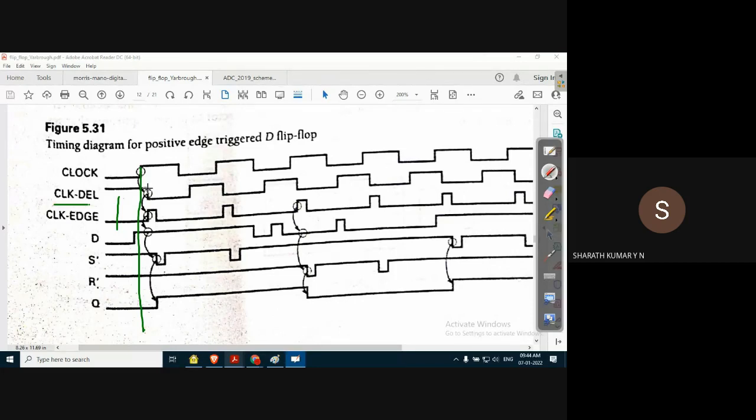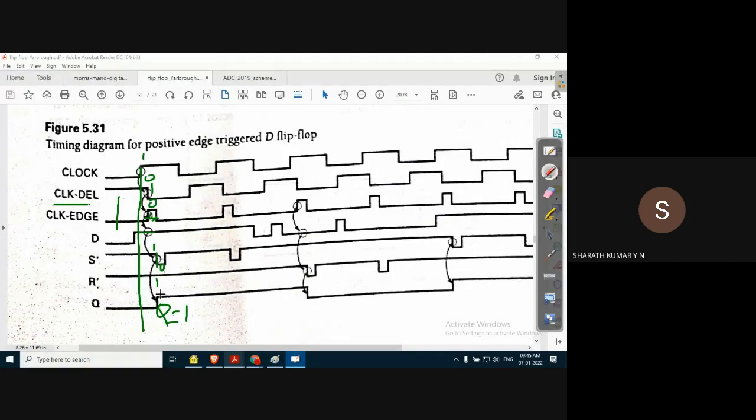Okay, after some delay, when the clock goes from 0 to 1, the output of the inverter will go from 1 to 0. The clock edge is a small duration, only of this duration. This duration will affect the output. If D is set to 1, S dash is reset to 0. It goes from 1 to 0, and R dash remains 1. Because S dash is 0 and R dash is 1, Q is set to 1.